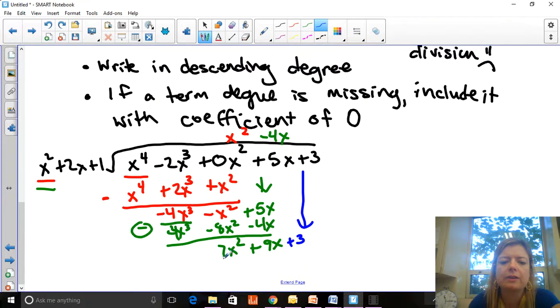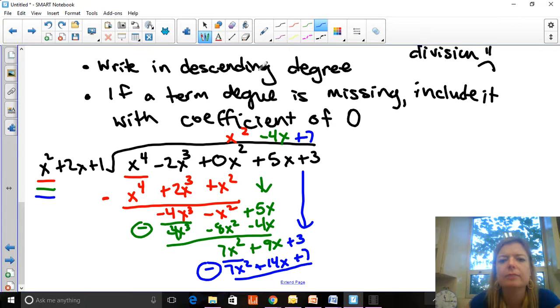Okay, so again, the first term divided by the first term. So 7x squared divided by x squared is plus 7. Multiply down, you get 7x squared plus 14x plus 7. Now I got to subtract. Running out of room here. This minus this goes away. That's what it should do. 9x minus 14x gives us a negative 5x. And 3 minus 7 is minus 4.